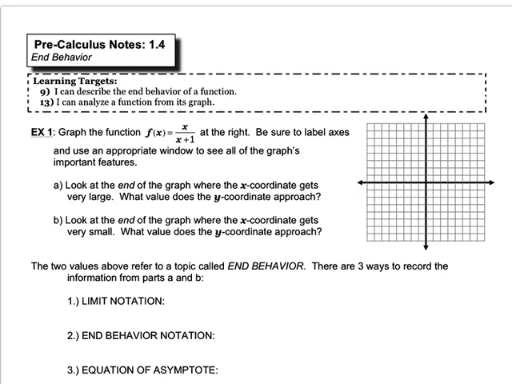Okay, section 1.4 is on end behavior, and end behavior should be new for all of you. The focus of end behavior that we're going to be talking about today is using limit notation. So we're going to be talking about limits, which I believe is new, and representing those using limit notation. This first example here will just talk us through some of the basics of what end behavior even means, and then how to write that using limit notation.